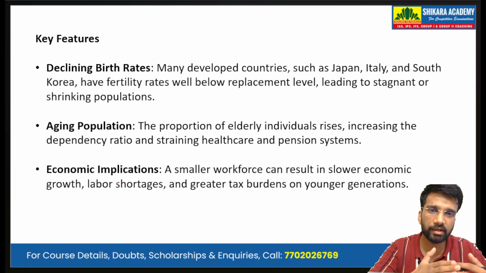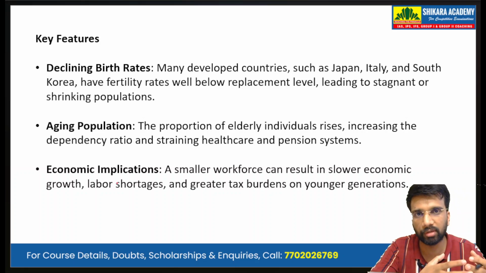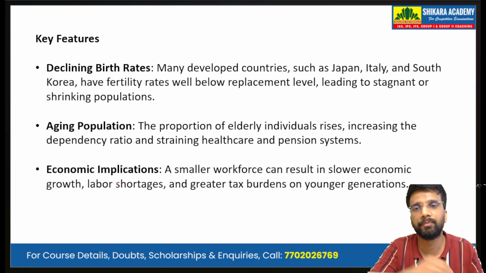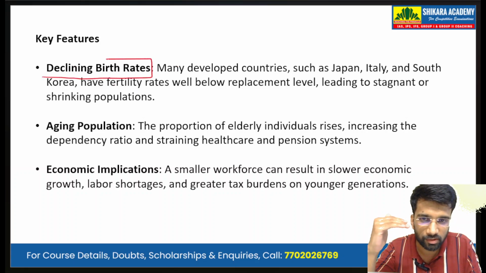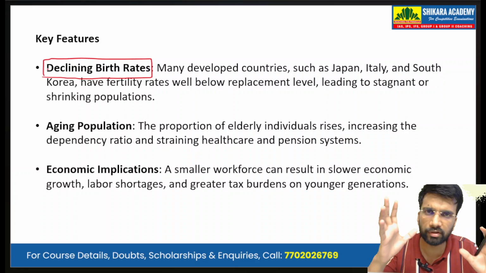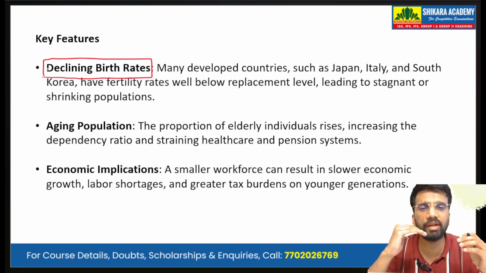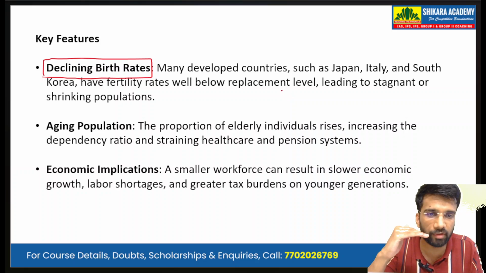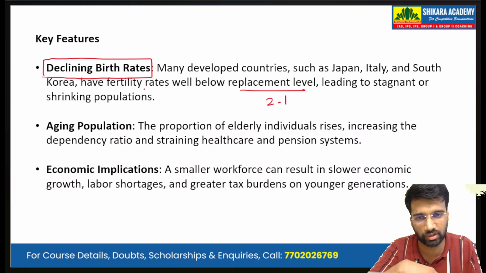In the body, we write in detail about what are the key features of the demographic winter. Now, key features include the declining birth rates. Many developed countries like Japan, South Korea, Italy have fertility rates that fell below the replacement level. And what is the replacement level? That is 2.1, leading to stagnant or shrinking populations.